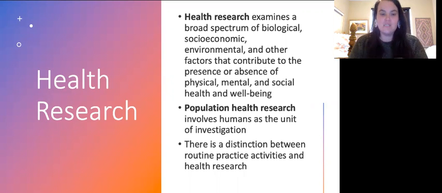There's a distinction between routine practice activities and health research. So, routine practice activities for registered dietitians, physical therapists, and others, and health researchers, those are different. So, doing research versus just what is normal, they're not the same.